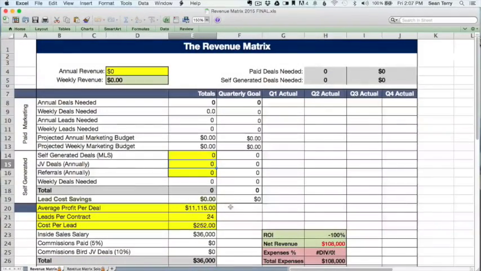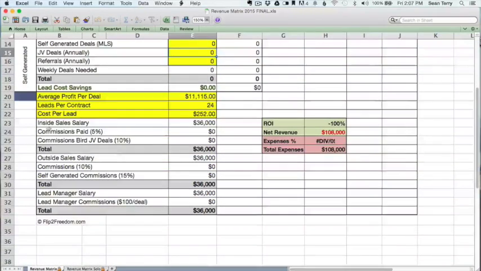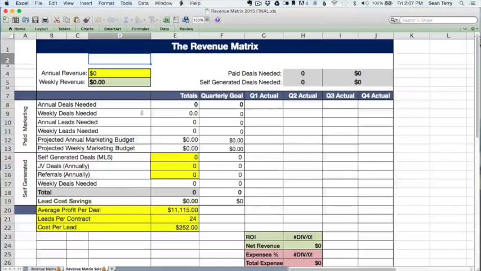All right, you are absolutely going to love this. This is my revenue matrix, and I have one here, basically one spreadsheet if you have a team of people, like an outside sales, inside sales, lead manager, and then I also have one if you are a solopreneur, just doing deals. You don't have a team yet. So let me go through this.